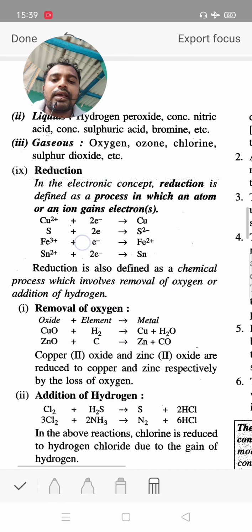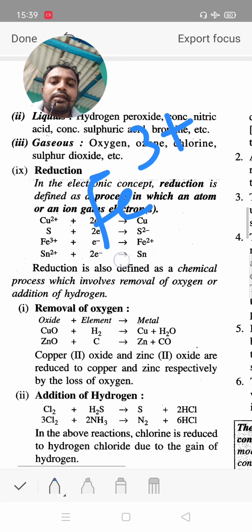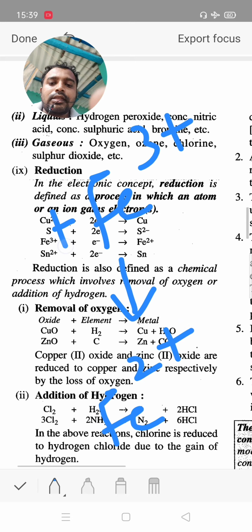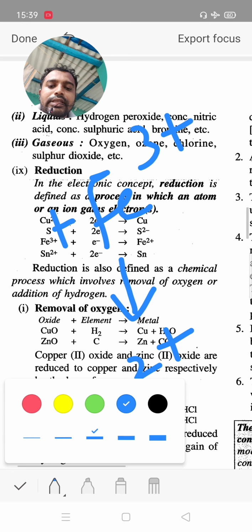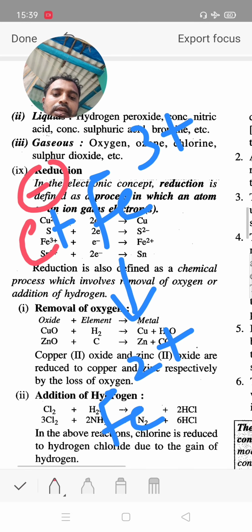Now Fe3+ converts into Fe2+, meaning oxidation number decreases. This process has gain of 1 electron, and +3 converts into +2. This is an example of reduction: Fe3+ converts into Fe2+.